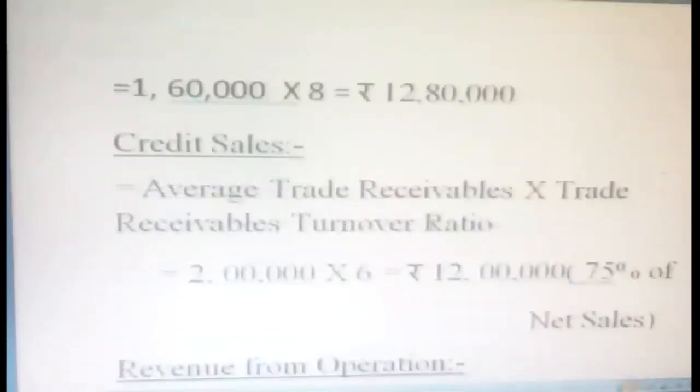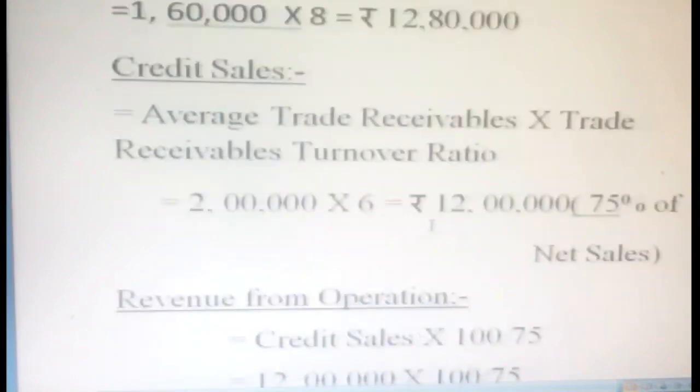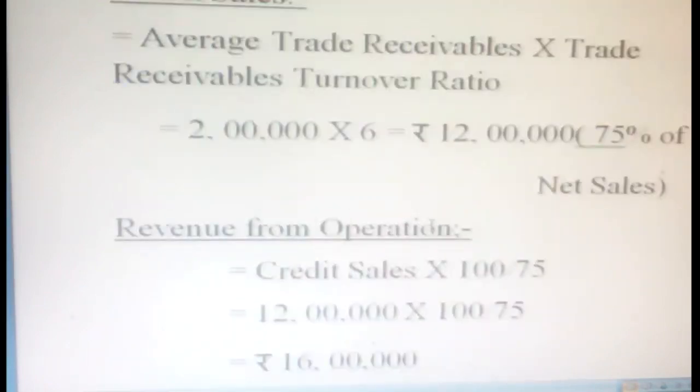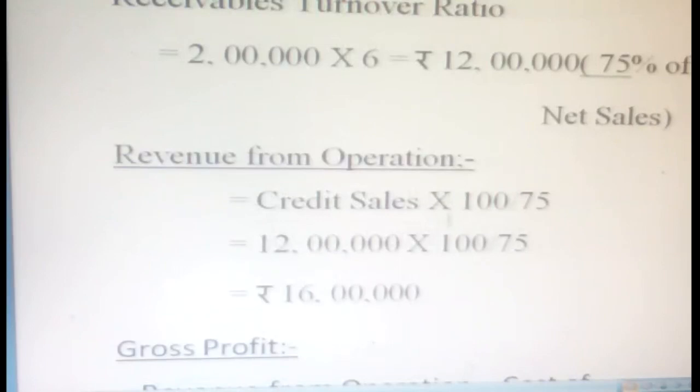Then credit sales also you can take from our trade receivables. Average trade receivables into trade receivable turnover ratio they given. So 2 lakh into 6 times, the trade receivable turnover ratio, we get 12 lakhs. The 12 lakhs is what? 75% of our net sales. That's our credit sales. So what is our 100%? Once you know 75%, what is our 100% revenue from operation? Nothing but credit sales into 100 divided by 75.